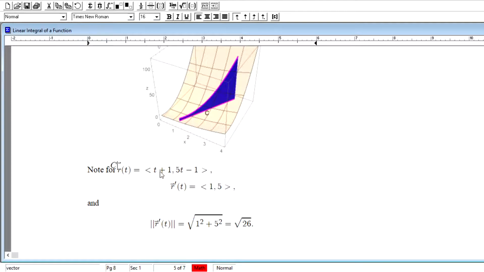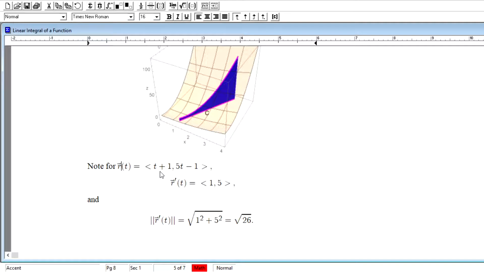We might point out for C, defined by r bar t equal to this vector valued function t plus 1 comma 5t minus 1, its first derivative is simply 1 comma 5. The derivative of t plus 1 is 1, right? And the derivative of the component 5t minus 1 is just 5.